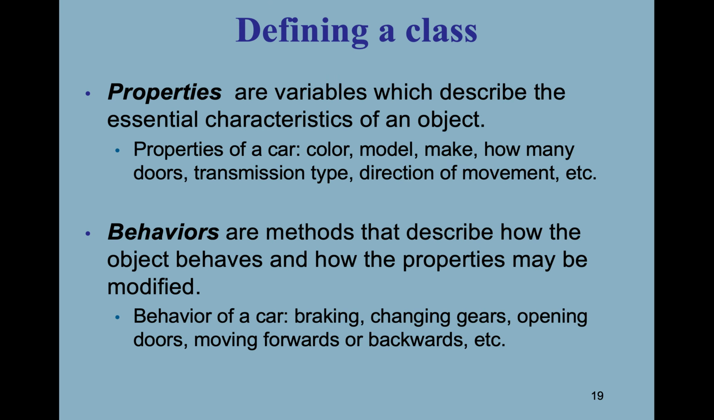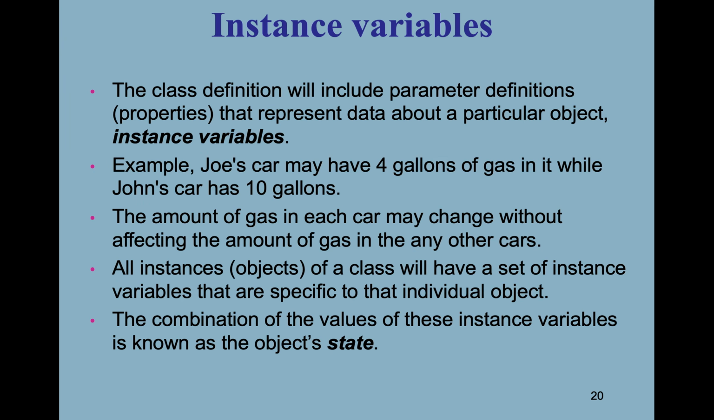So we have our properties and our behaviors. Our properties are our variables, which describe the essential characteristics of the object. For example, properties of a car are color, model, make, how many doors, transmission type, direction of movement. Behaviors are methods that describe how the object behaves and how the properties may be modified. Braking, changing gears, opening doors, moving forward, moving backwards, those would be behaviors.